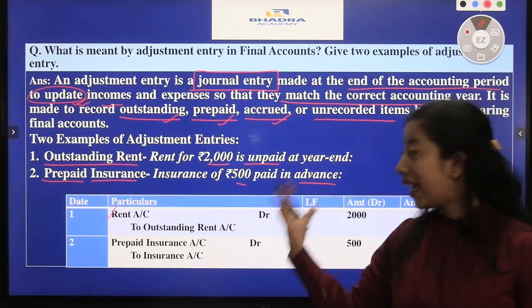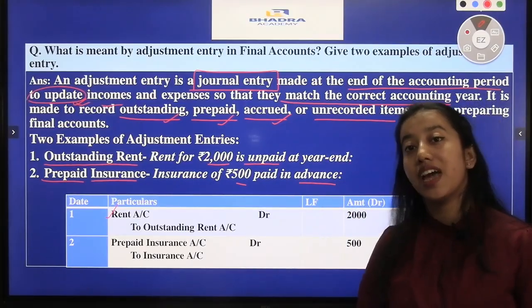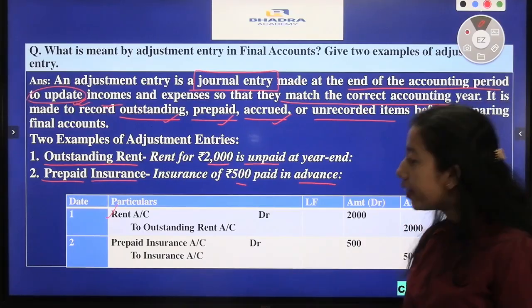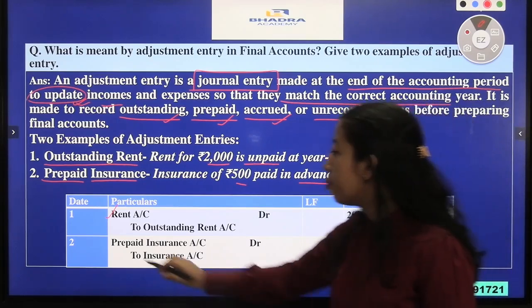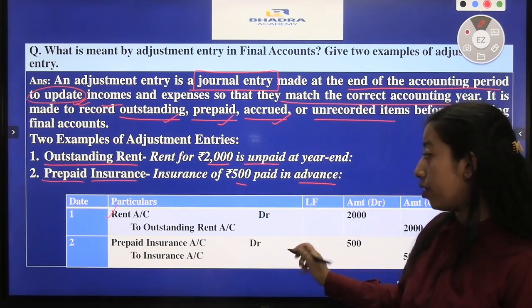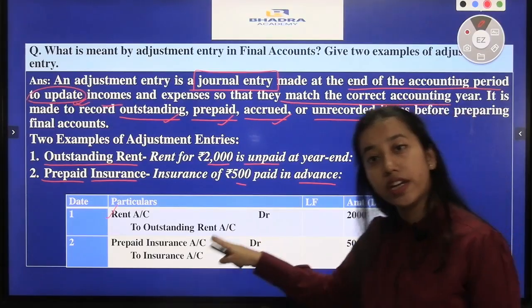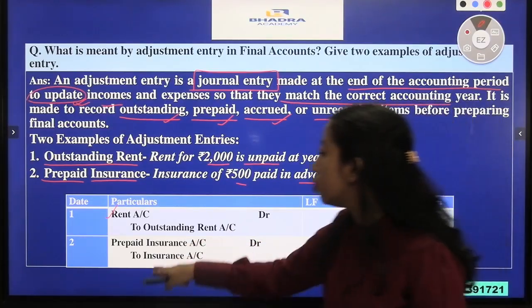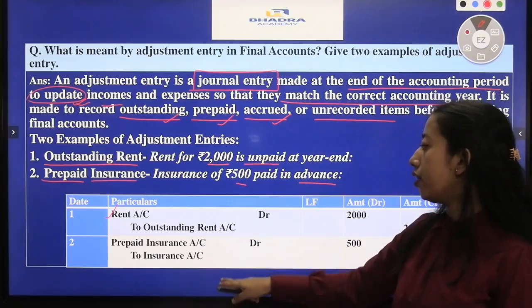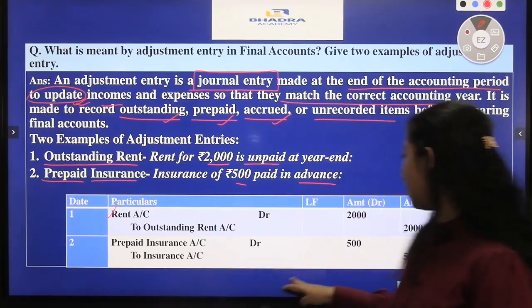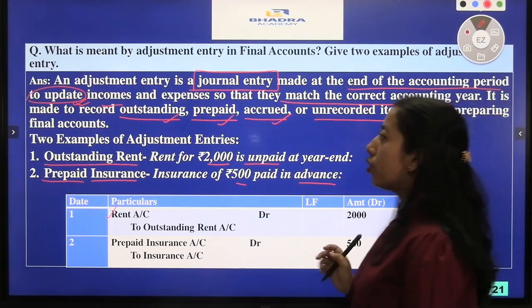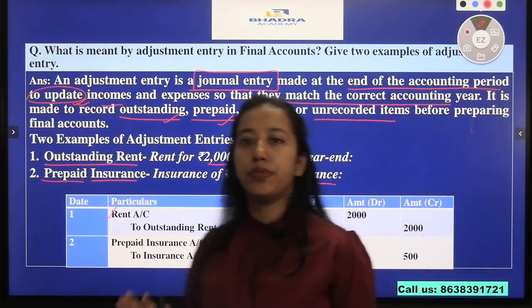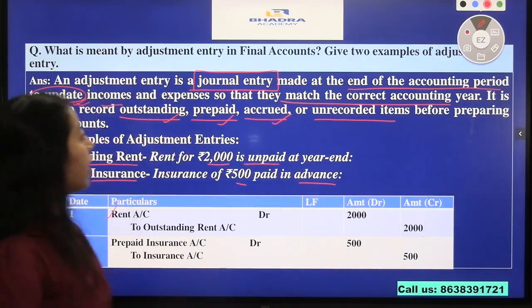Anything paid in advance becomes an asset for the business. That is why the adjustment journal entry will be prepaid insurance account debit, because it is an asset account, and the insurance account will be credited here with rupees 500. So this was the concept of adjustment entries.